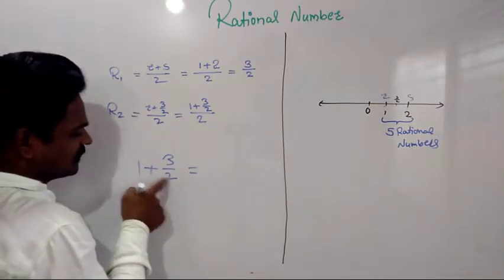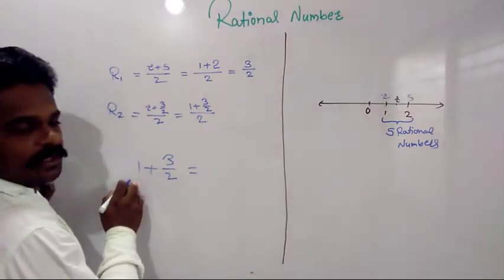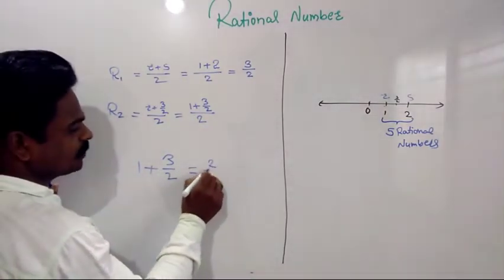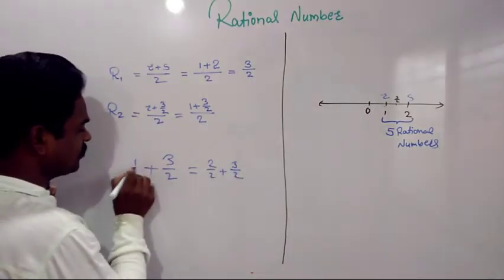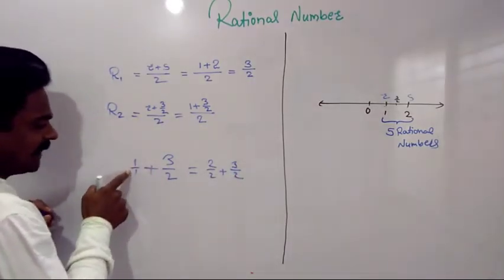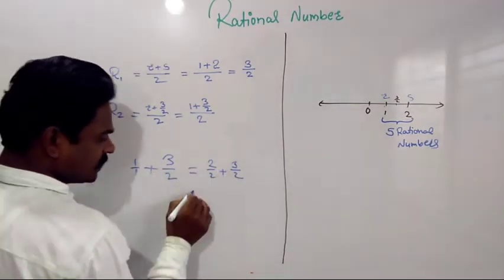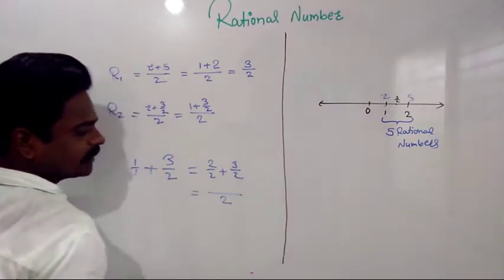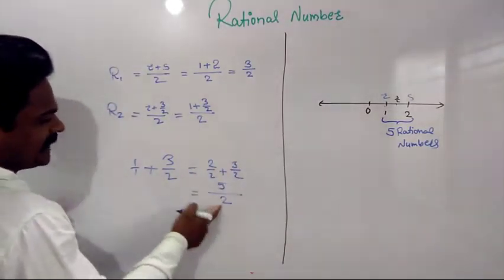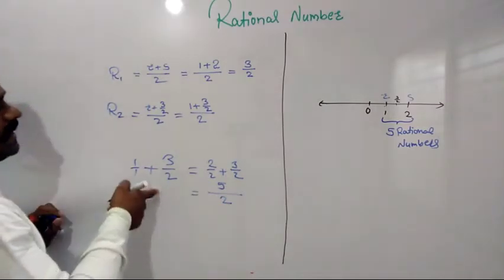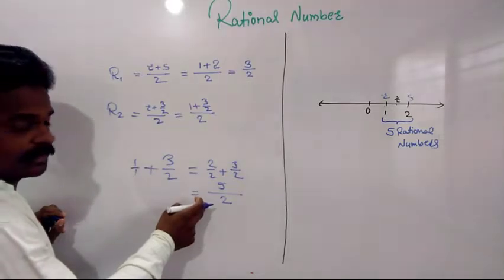We make the denominator the same. This 1 is nothing but 1 by 1, so I multiply and divide by 2 to get 2 by 2 plus 3 by 2. Now the denominator is the same, 2, so take it common. 2 plus 3 is 5. So 5 by 2 is the number which lies in between 1 and 2, a rational number in p by q form.